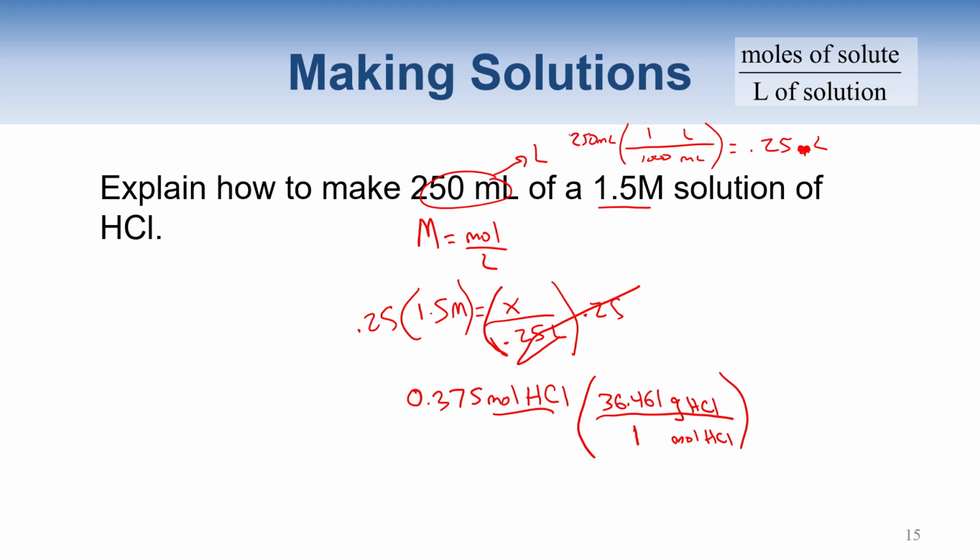So we're going to multiply across the top, divide away the bottom. And we get 13.67 grams. So I'm going to weigh out approximately 13.67 grams of HCl, and I'm going to put it in a flask, and then I'm going to fill it to 250 mLs or 0.25 liters. And that's how I would make this solution.